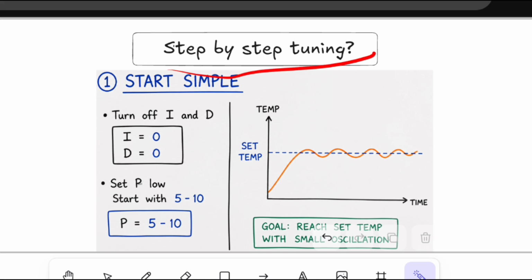So let's see, step by step, how we can tune PID values. Step 1. Start simple. Just turn off your I and D values and set both to 0. Now we will start with the P, but the P value should be low. Let's say we start with 5 to 10. The goal is to reach the set temperature with small oscillation here.